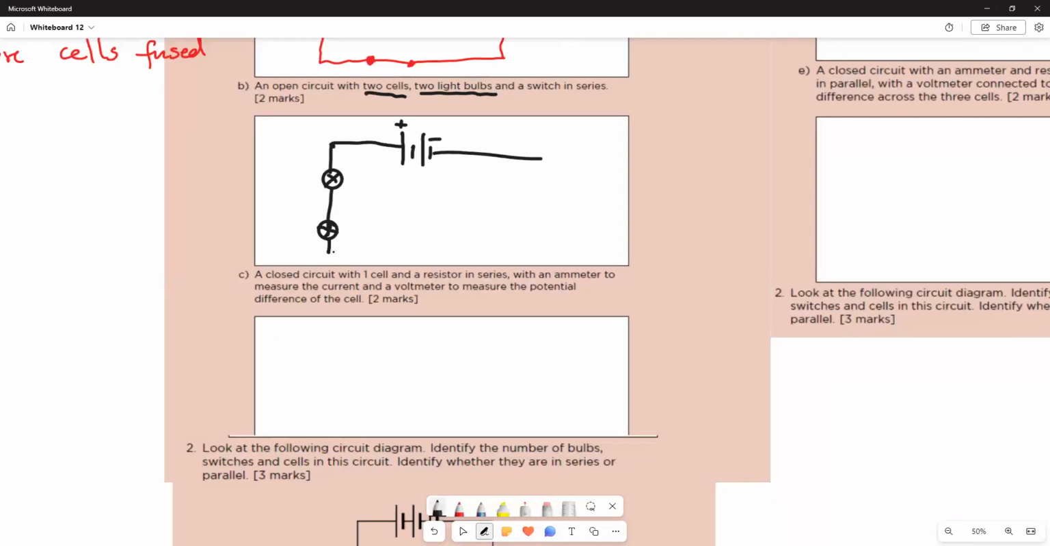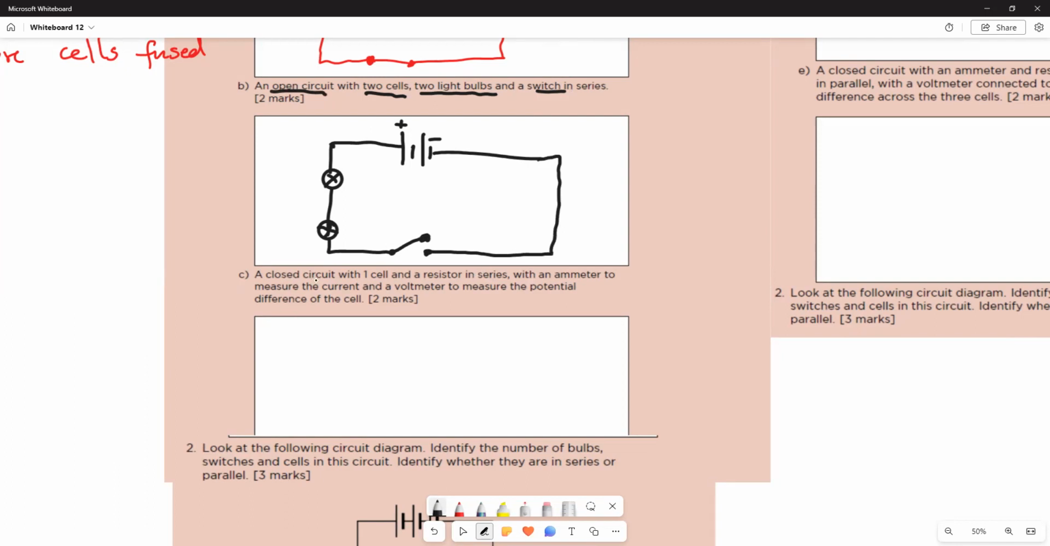A switch in series. The switch is going to be opened now, right? Because they said it's an open circuit, right? It's an open circuit, so the switch must be opened. And then you complete, you join. That is the answer for this question.